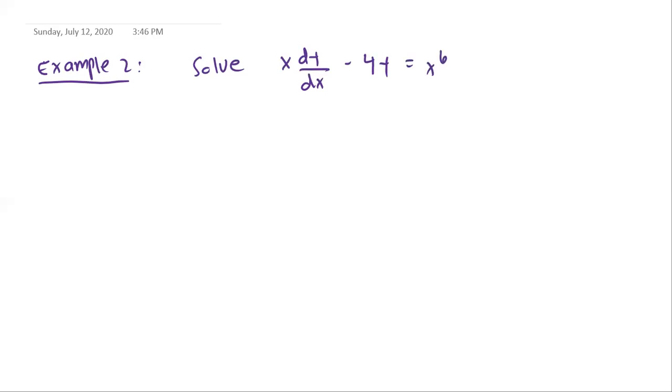So example 2. Actually, let me write it. It's purple. It's fine, I guess. So solve the differential equation x dy dx minus 4y equals x to the 6 times e to the x.